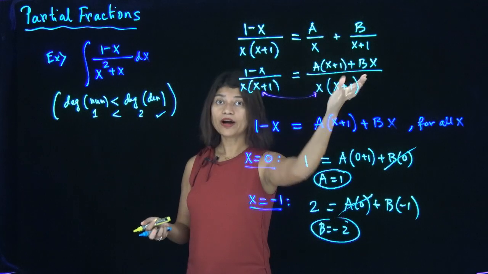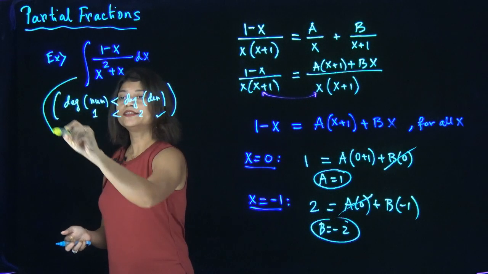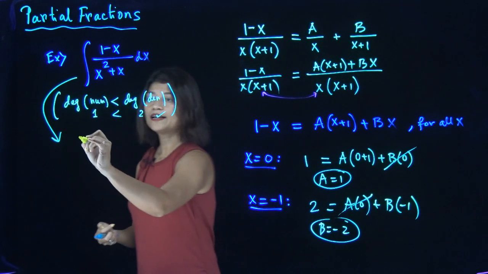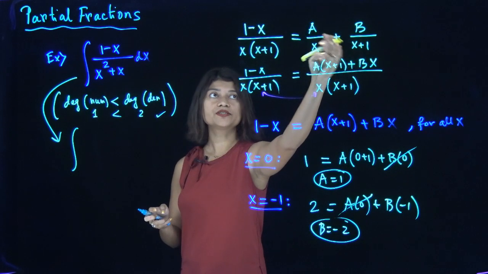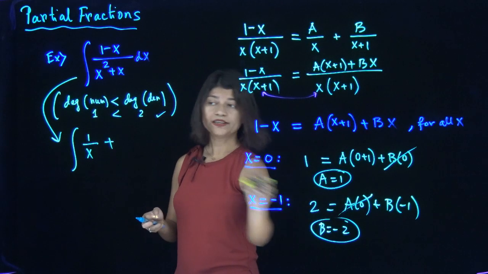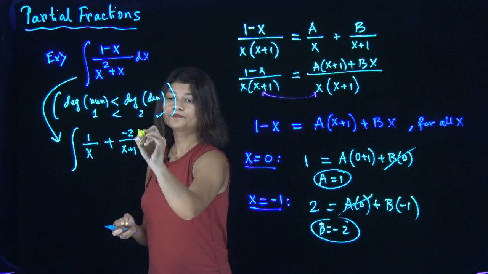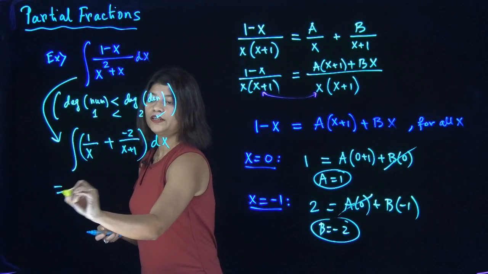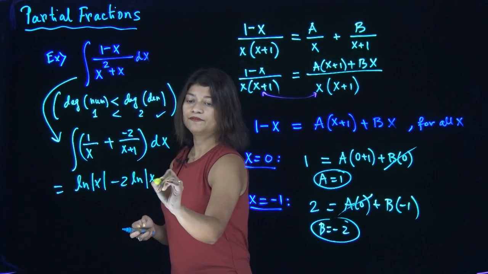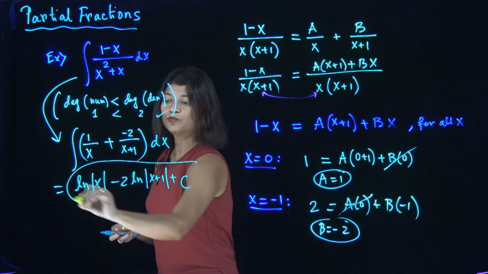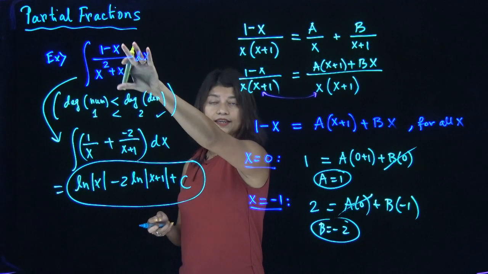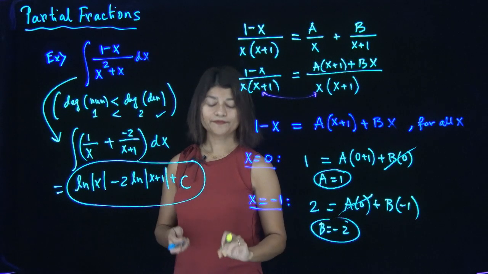So now that I have it, why am I doing all of this? Because I want to integrate this function, remember? So now I know this fraction that I had to deal with is nothing but a sum of two fractions, A over x, which is 1 over x, and then plus B over x plus 1, which is -2 over x plus 1. And then you know exactly how to integrate this, right? We have done it in a previous video as well, but this time I actually showed you how to do the algebra to break a given rational function into partial fractions.